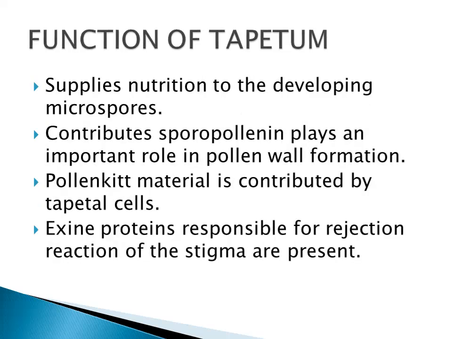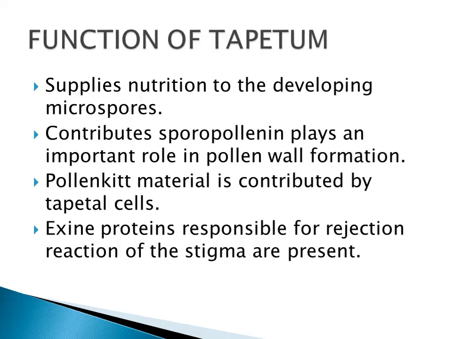Then the functions of the tapetum: it supplies nutrition to the microspores, contributes sporopollenin, which is mainly used in the formation of the pollen wall. Pollen kit material is contributed by tapetal cells, and then other exine proteins. These are responsible for the rejection reaction of the stigma.